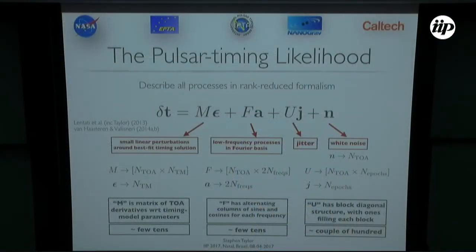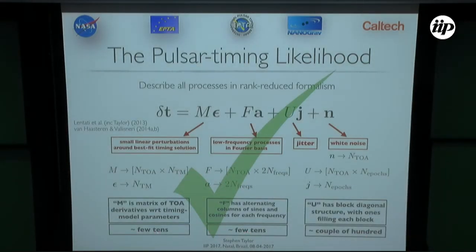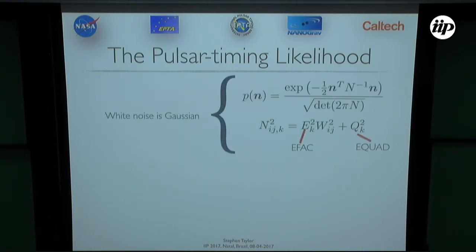So, like I said, M is a design matrix, which means it's a matrix of derivatives with respect to the timing model parameters. This is just alternated columns of sines and cosines, and this is block diagonal in structure. So this already gets you down to the sum of a couple of hundred, a few tens, and a few tens, which is a lot smaller than tens of thousands of observations. So this makes everything a lot faster when we project onto this rank-reduced formalism.